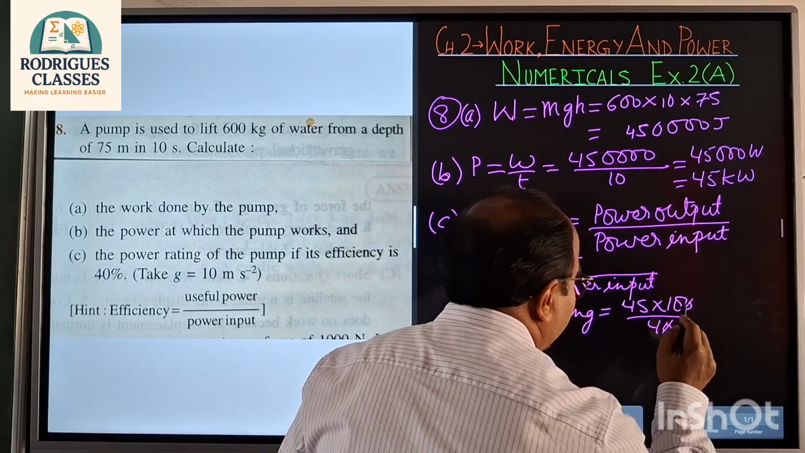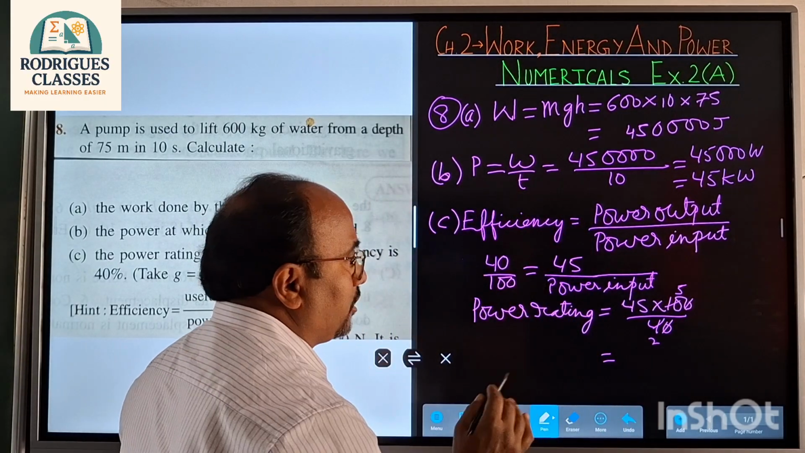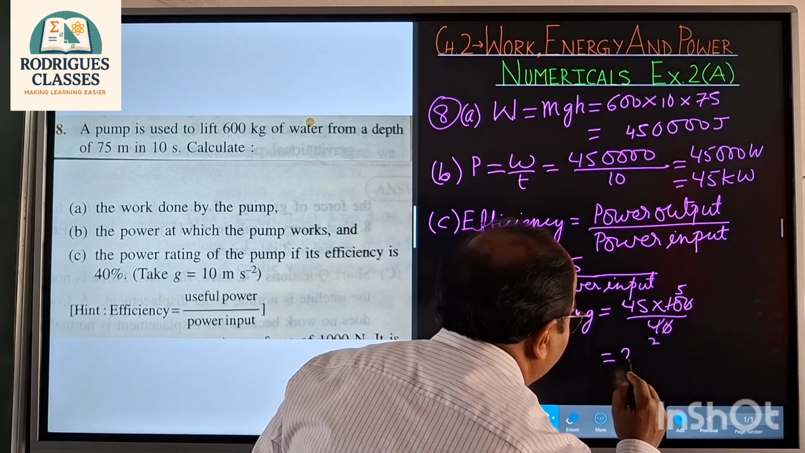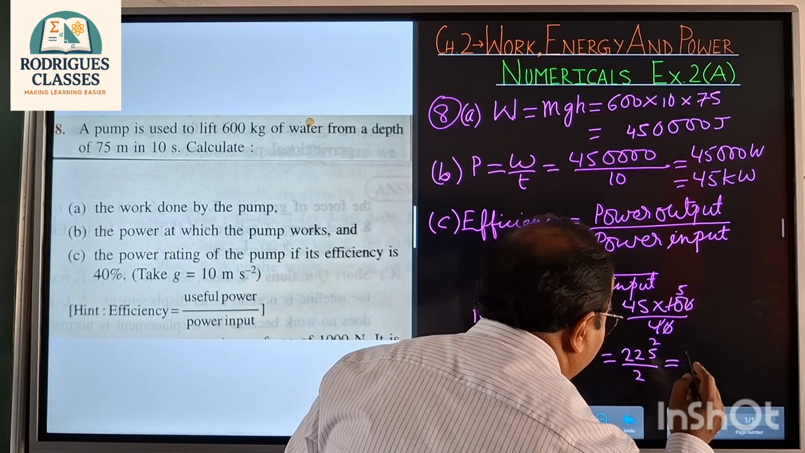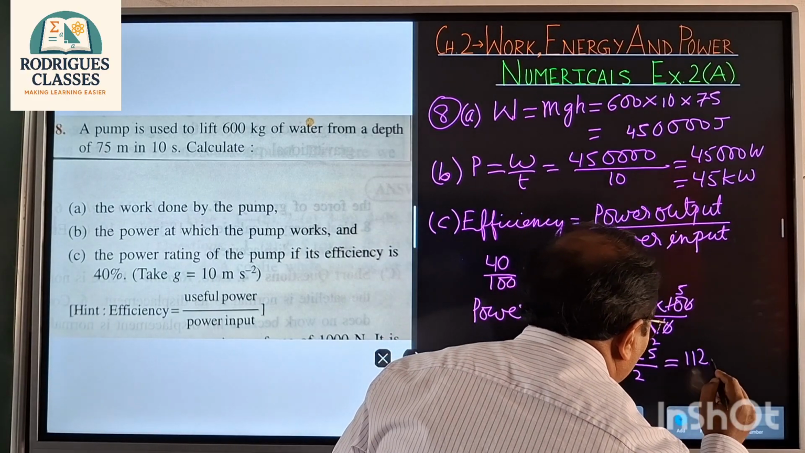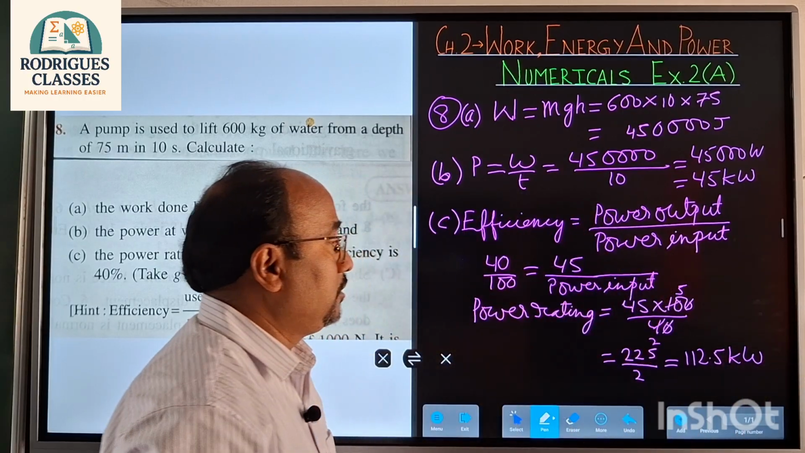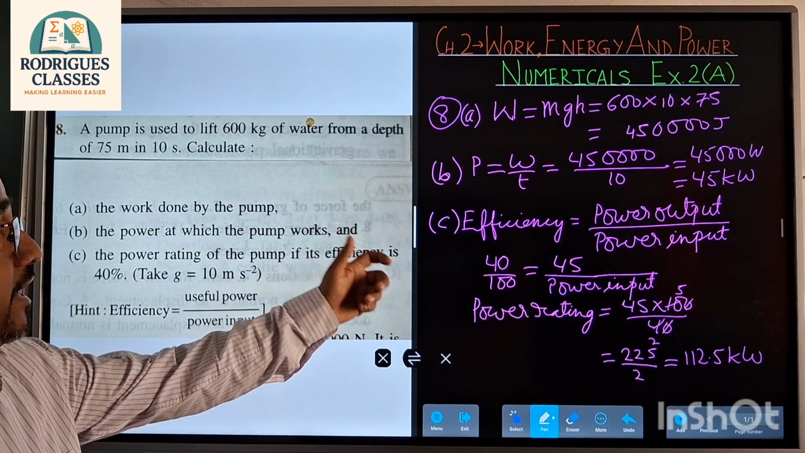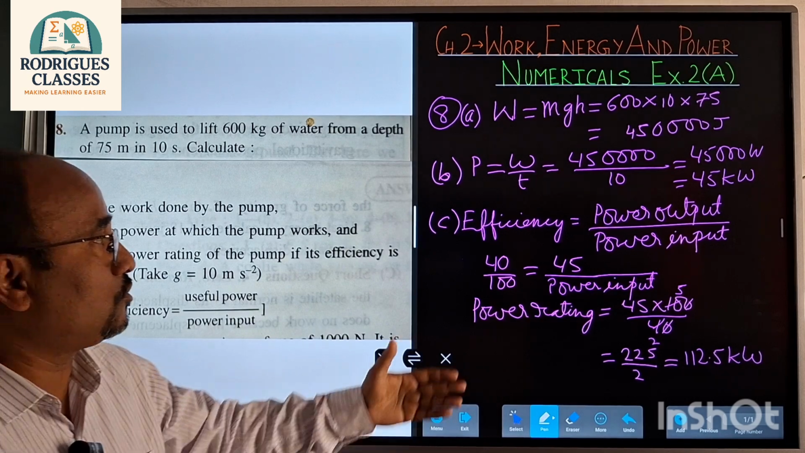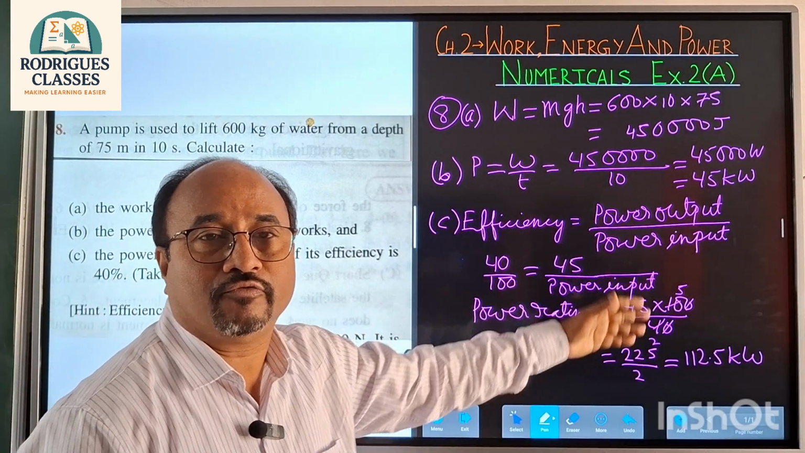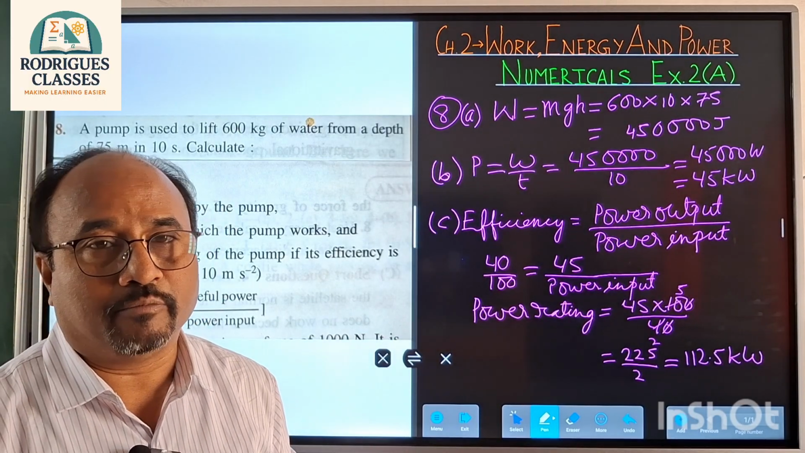So 0 is cancelled, 2 2s are 4, 2 5s are 10. So 45 will be multiplied with 5, which I know as 225 by 2. So this will be divided, and we get 112.5 kilowatt. So this is the power rating of this particular motor which is working here. Hope you have understood how to apply this efficiency formula and get either the power output or the power input.